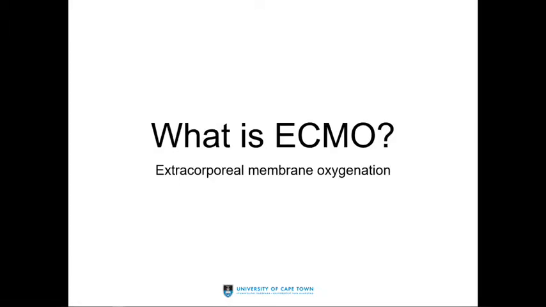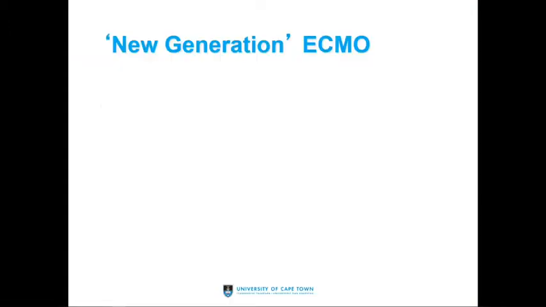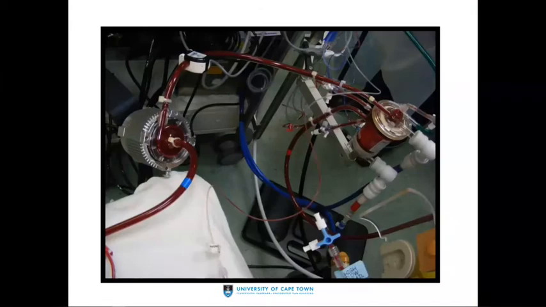In terms of what is ECMO, you do need to know what the acronyms stand for. As with most aspects of medicine, it's a lot of learning the lingo. So it's extracorporeal membrane oxygenation. And what is it? Well, it's taking out venous blood and removing the carbon dioxide and putting in some oxygen and returning it to the patient. The premise is quite simple.